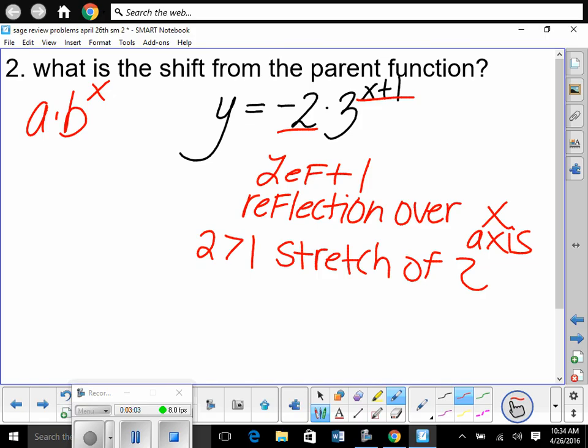So guys, the parent function of this one, if I was going to write it out, would have just been y is equal to 3 raised to the x. The base still had to be there, right? Questions? This doesn't have a stretch, it doesn't have a compression, doesn't have any shifts left or right, or up and down. Okay, next one.